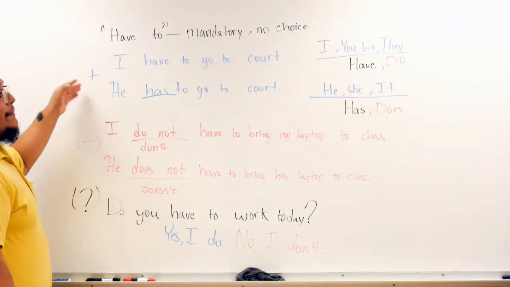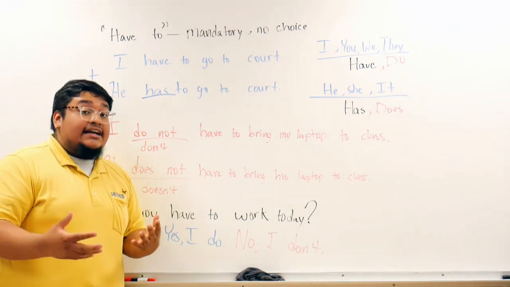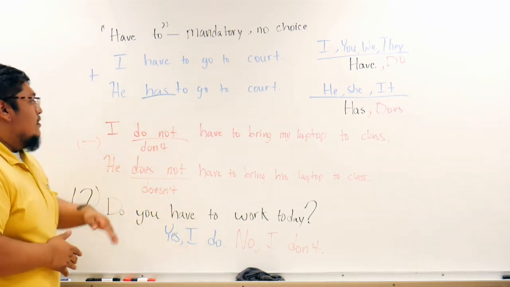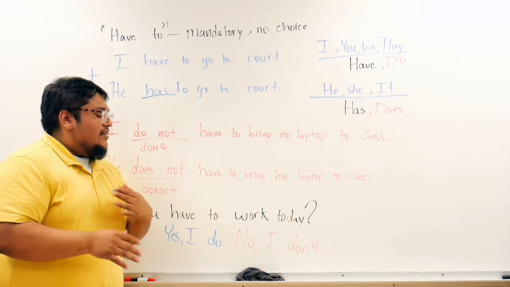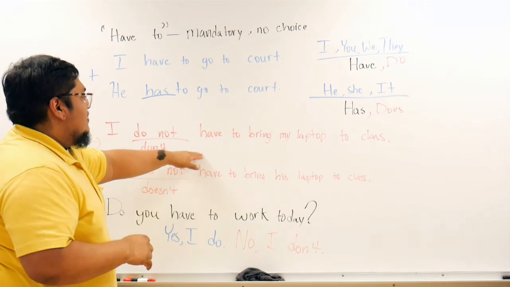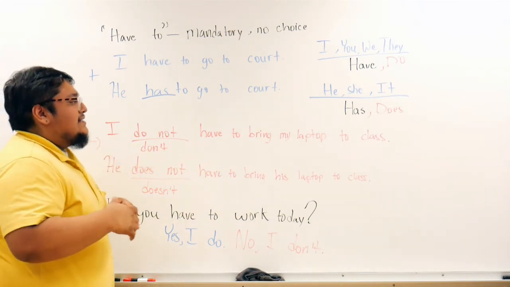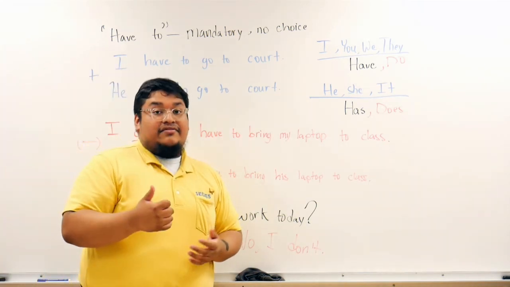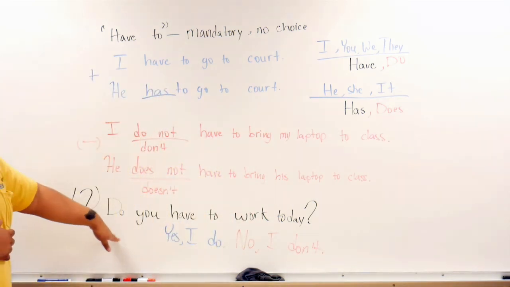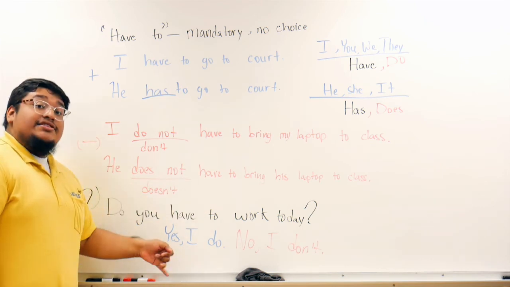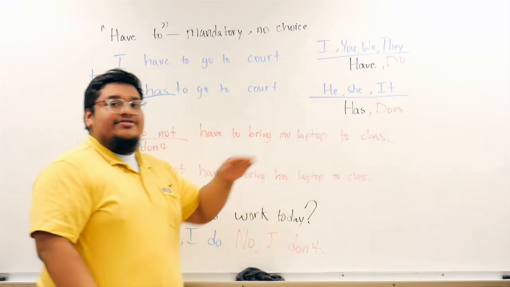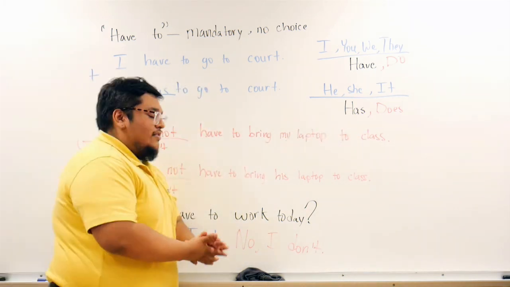Positive, negatives, and questions. Remember, if we're talking about positives, have to or has to is very strict. It's mandatory. It's necessary. Once it goes into negative, it becomes more of a choice. It's not as strict. Like this one, I don't have to bring my laptop to class. It's not strict. If you bring it, it's okay. If you don't, it's okay as well. And questions, pretty simple. Do you have to work today? Yes, I do. Or no, I don't. Now, if we're making questions using he, she, and it, remember, you want to use the auxiliary word does.